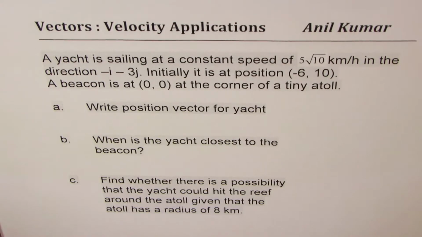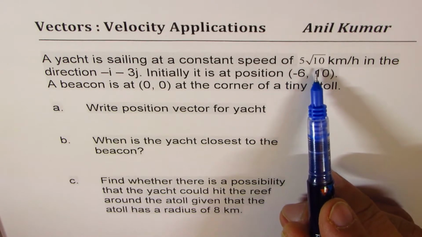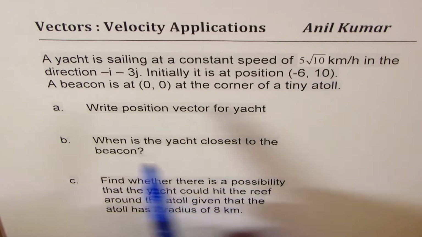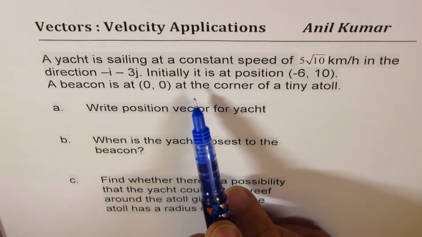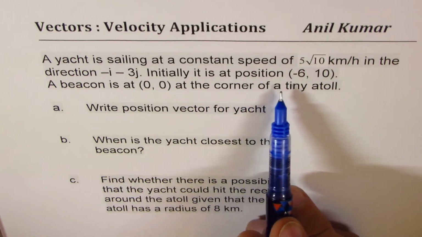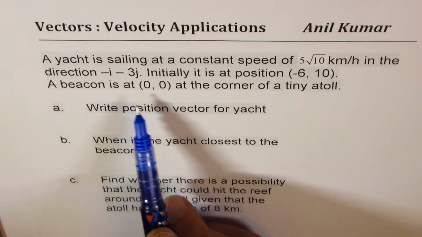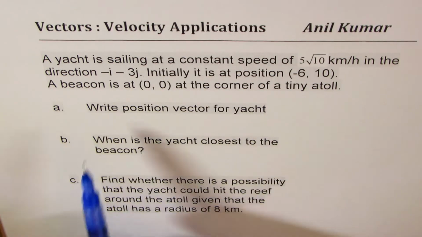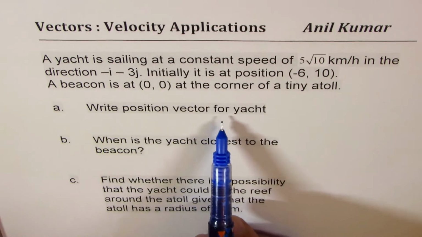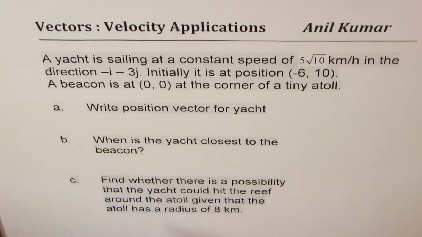A yacht is sailing at a constant speed of 5 square root 10 kilometers per hour in the direction minus i minus 3j. Initially, it is at position minus 6, 10. A beacon is at 0, 0 at the corner of a tiny atoll. Write the position vector for the yacht. When is the yacht closest to the beacon?